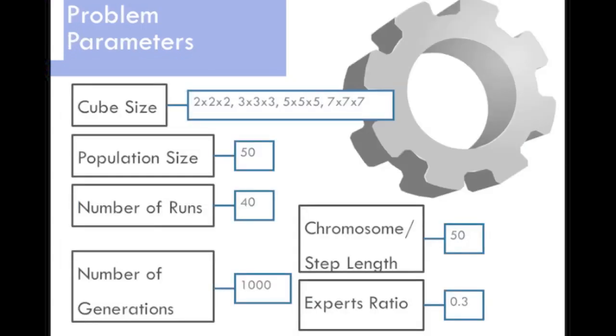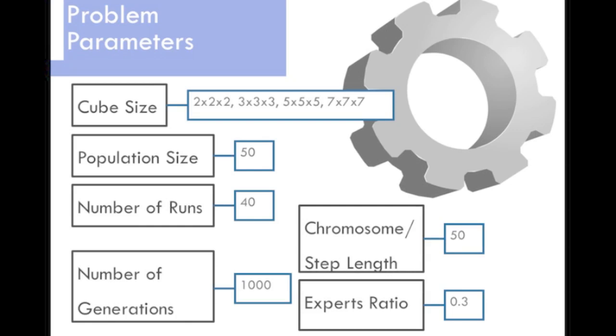Alrighty, here are our problem parameters. Our cube sizes, we've already told you: the pocket cube, the Rubik's Cube, the professor's cube, and the V cube. Our population size for our genetic algorithm is decided to be 50. We're going to be doing 40 runs because we figured that is enough to get an accurate amount of experts. Our number of generations for each of the tests we did was 1,000 generations.